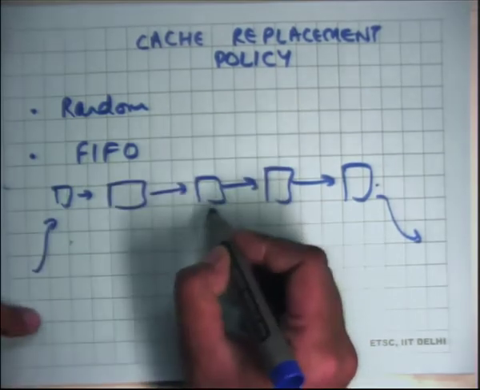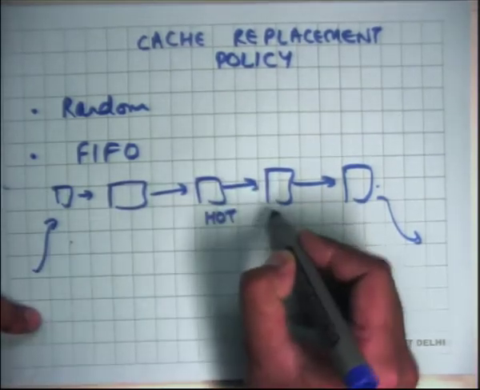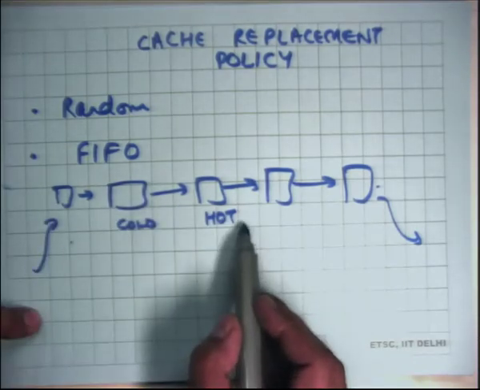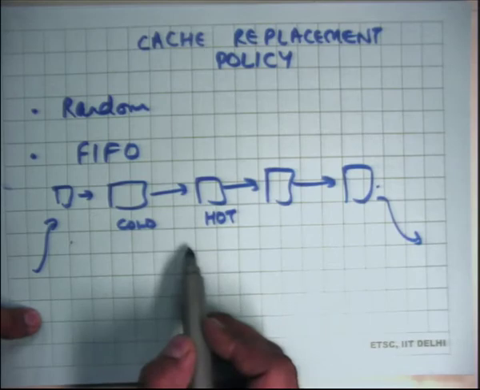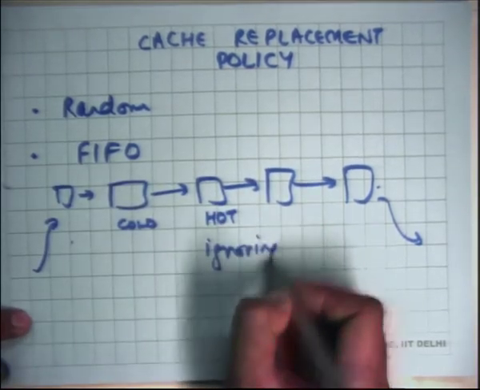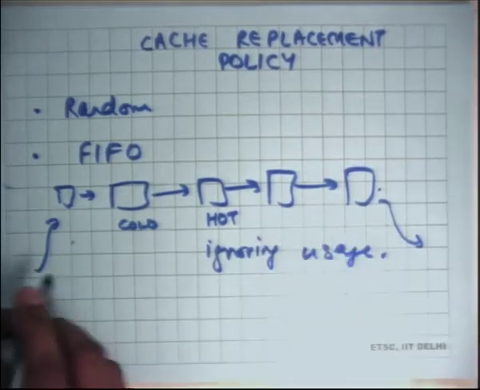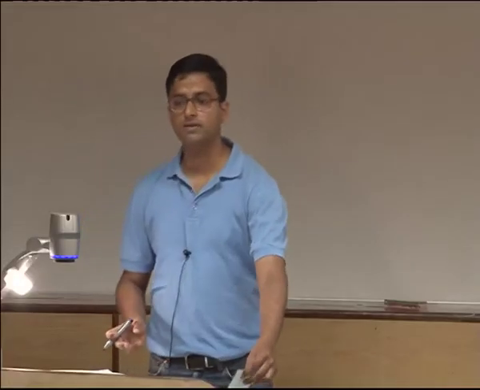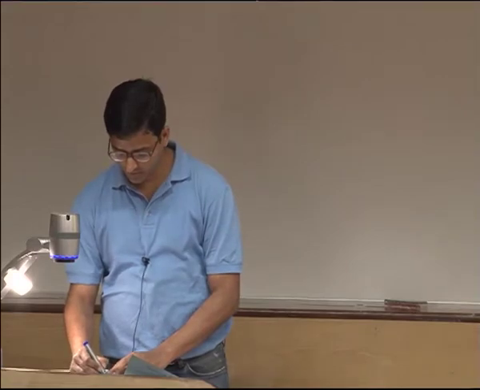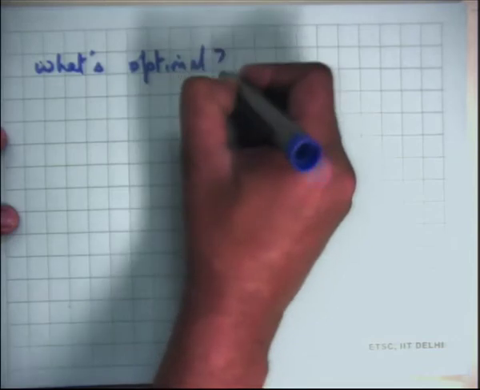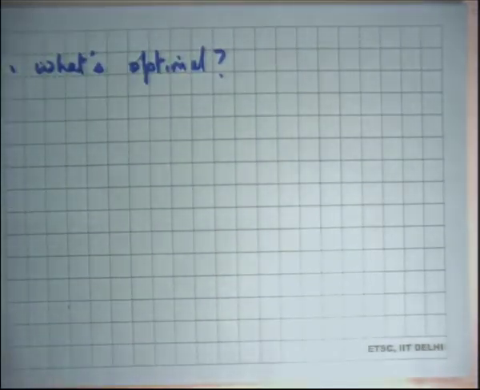Let's say this page was hot and this one was cold, and you're bringing in some page. Because it's FIFO, the hot page gets removed and the cold page remains. So you're ignoring usage. Okay. So let's turn it around. Let's say, what would have been the optimal page replacement policy?